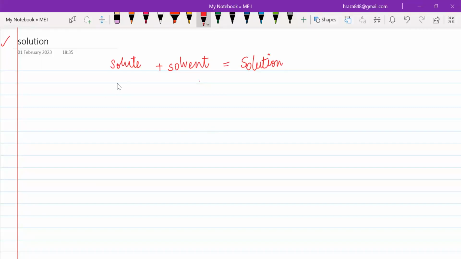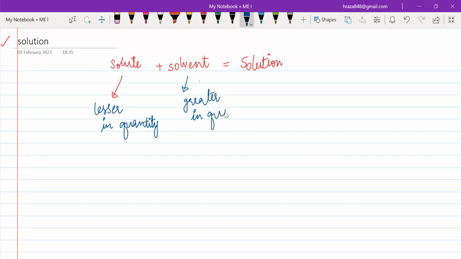Now see, how will you recognize which one is solute and which one is solvent? It's very easy. The one with lesser quantity and the one with greater quantity. The one with greater quantity is solvent and the one with lesser quantity is solute. If you mix them, you will get a solution.